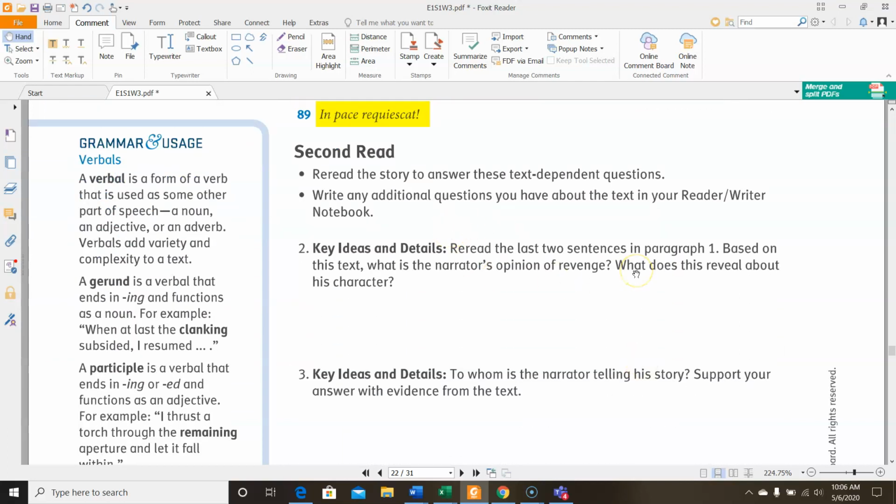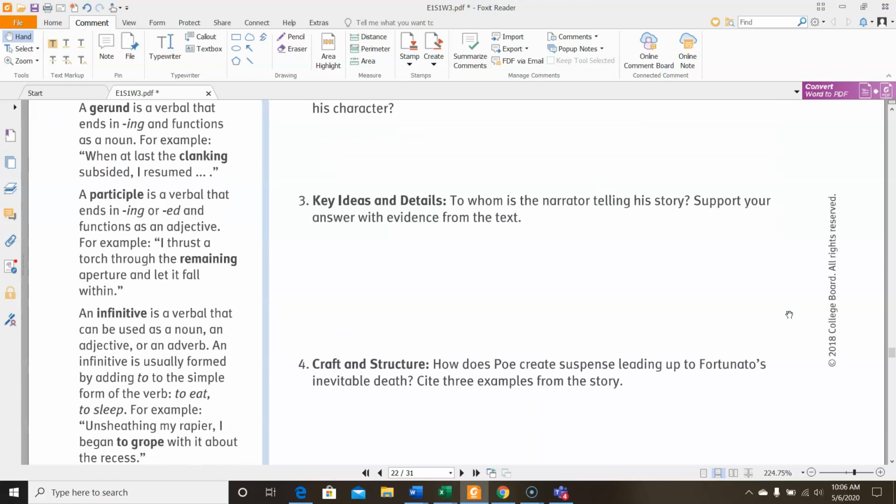So for number 2, it says, reread the last 2 sentences in paragraph 1. Based on this text, what is the narrator's opinion of revenge? What does this reveal about his character? So you'll want to go back to paragraph 1 and look at the last 2 sentences in order to figure out what he thinks about revenge.